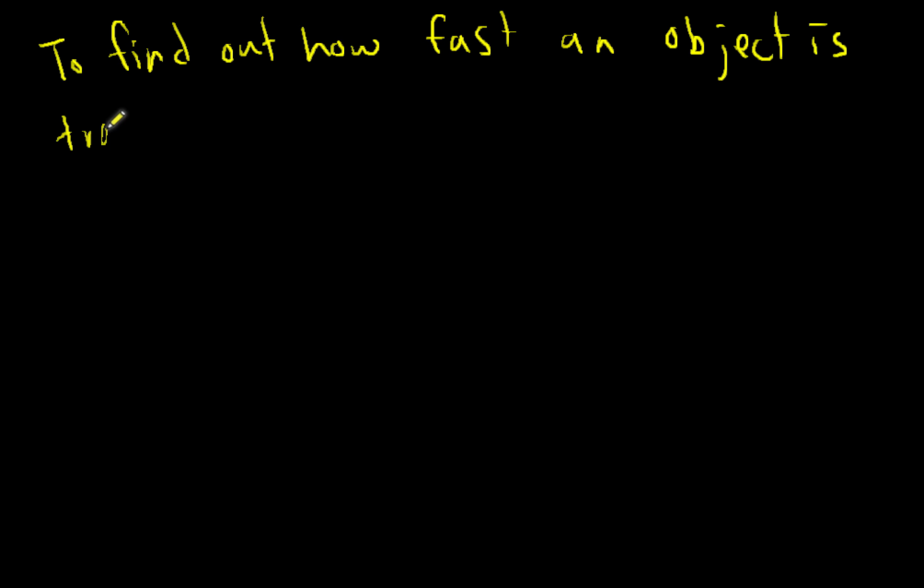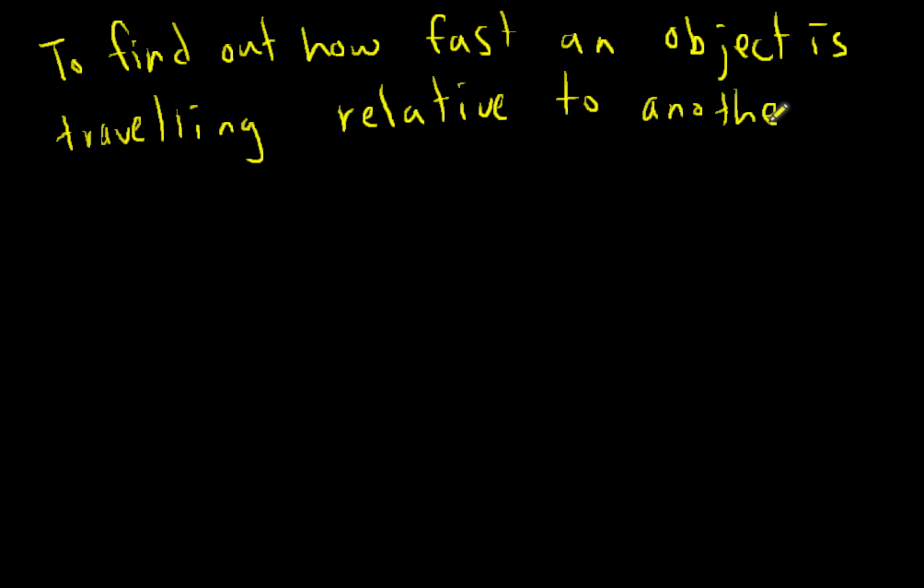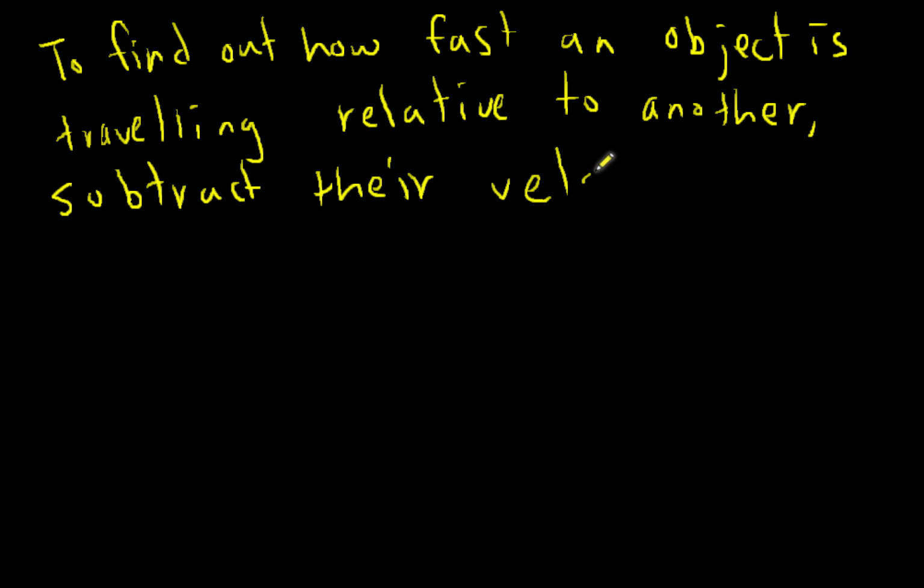To find out how fast an object is moving relative to another, you just need to subtract their velocities. The term velocity is very important. Remember, velocity is a vector, so when you're subtracting vectors, you do need to take direction into account.